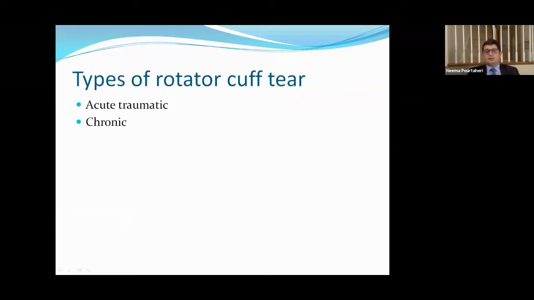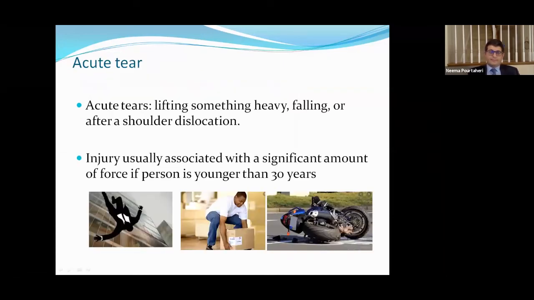So types of rotator cuff tears. There's two types: acute traumatic rotator cuff tears and chronic. So acute tears are characterized by an injury of some sort, such as lifting something heavy, falling, or after a shoulder dislocation. It's typically seen in older patients, although it can be seen in patients younger than 30 years of age. This is usually associated with a significant injury like a motorcycle accident or a fall from greater than 10 feet.